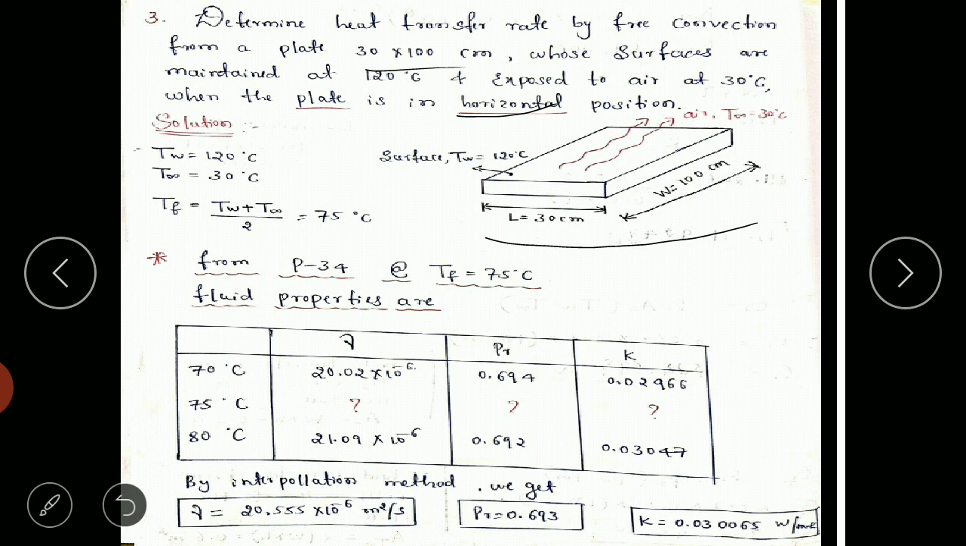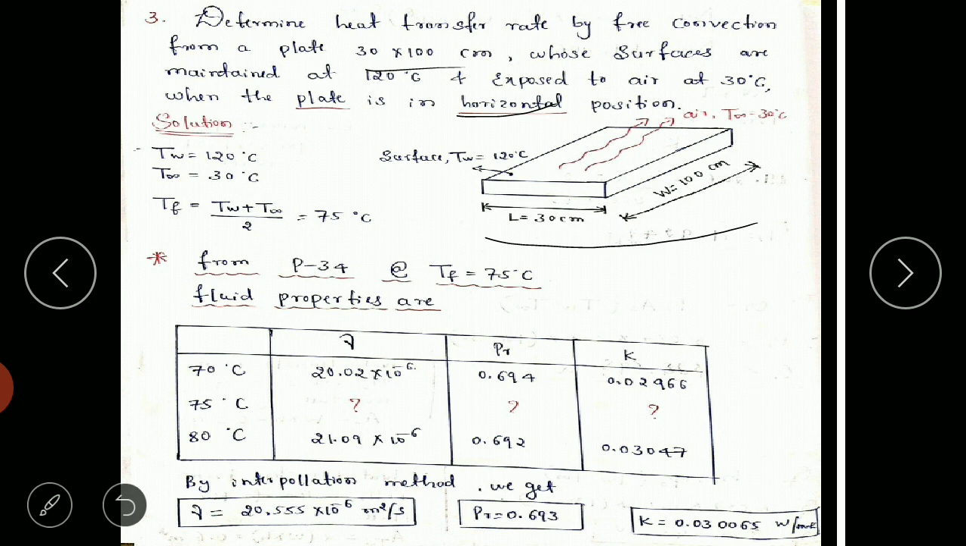The formulas we will be using for a vertical plate and a horizontal plate are different, and we should use the appropriate formulas in order to find the answer. Even the characteristic length will be different. As we have discussed, the characteristic length for a horizontal plate will be AS by P.